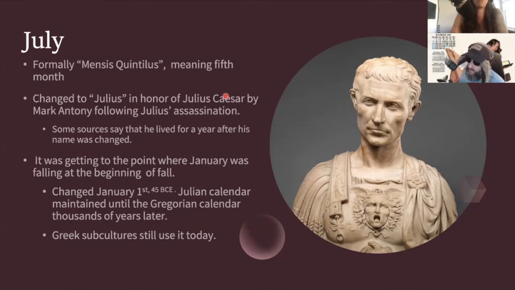Yeah, at that point when Julius came into power, it was getting to the point where January was falling in the beginning of fall. So things were all kind of messed up, and he got sick of it. So he changed this on January 1st, 45 BC. And actually, the Julian calendar maintained itself until the Gregorian calendar came about in the 1500s. But there are still Greek subcultures and religions that use it to this day. And there's other people that do as well, but I can't name them at this time.